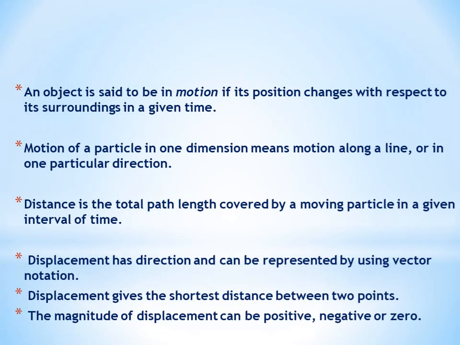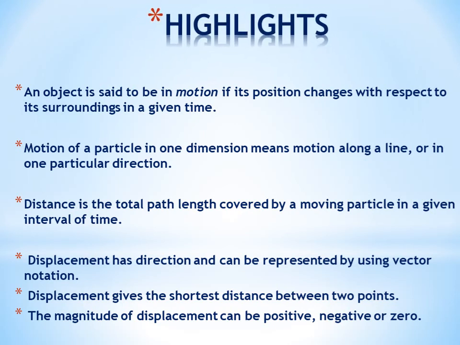Now let's come to the highlights of the topic. An object is said to be in motion if its position changes with respect to its surrounding in a given time. Motion of a particle in one dimension means motion along a line or in one particular direction. Distance is the total path length covered by a moving particle in a given interval of time. Displacement has direction and can be represented using vector notation. Displacement gives the shortest distance between two points, and the magnitude of displacement can be positive, negative or zero. So this is all regarding the basic terms of this topic: rest, motion, path length and displacement. In the next video, we will discuss average speed and average velocity.